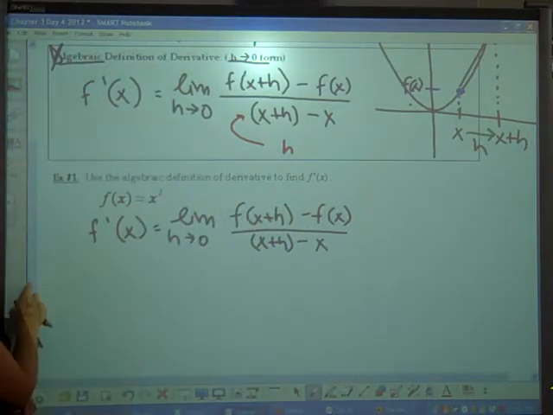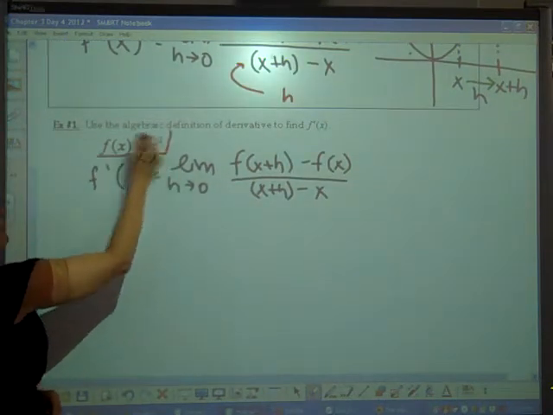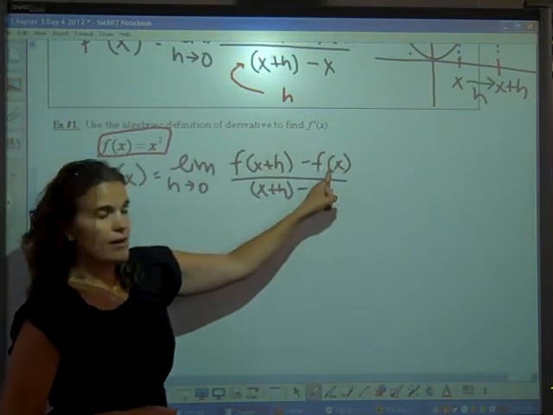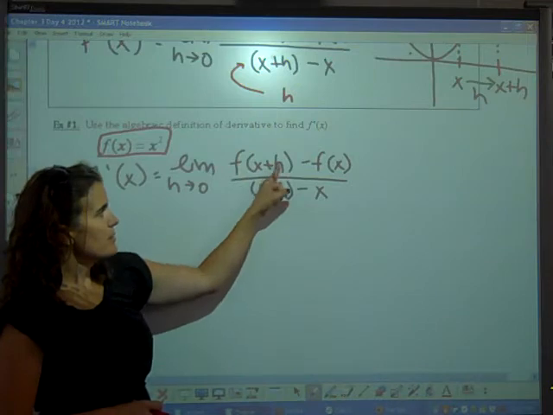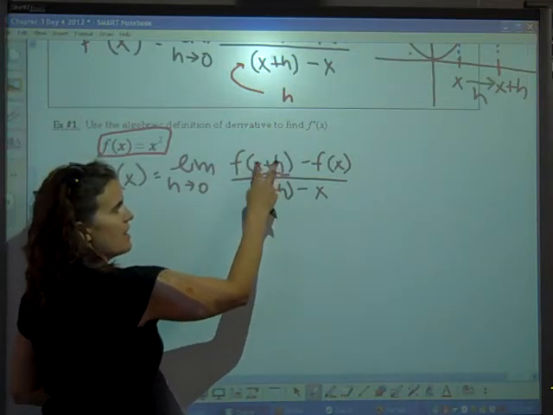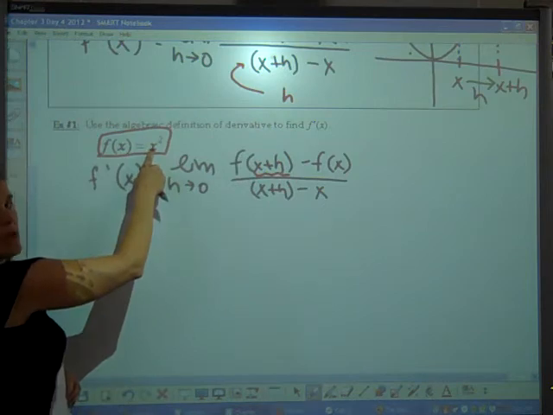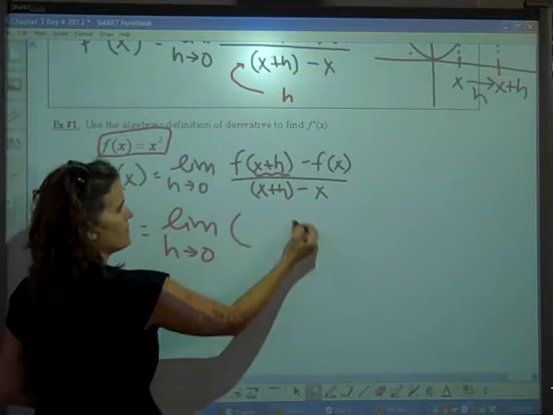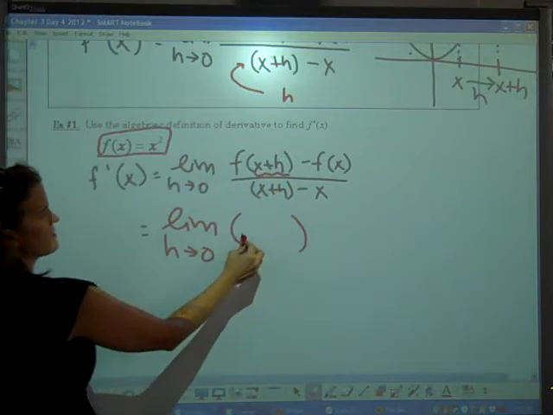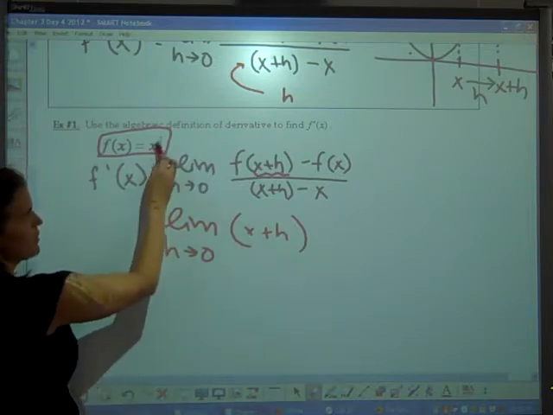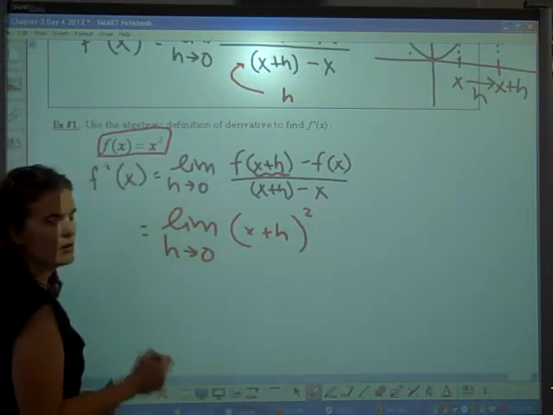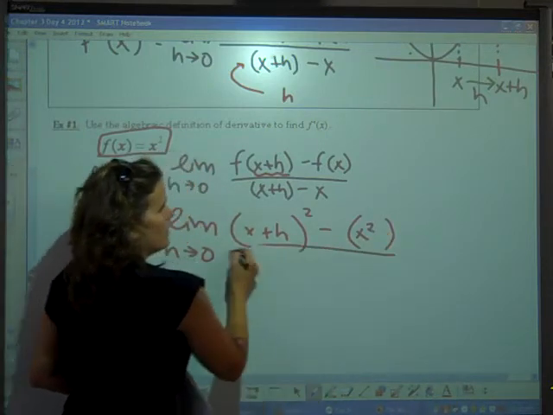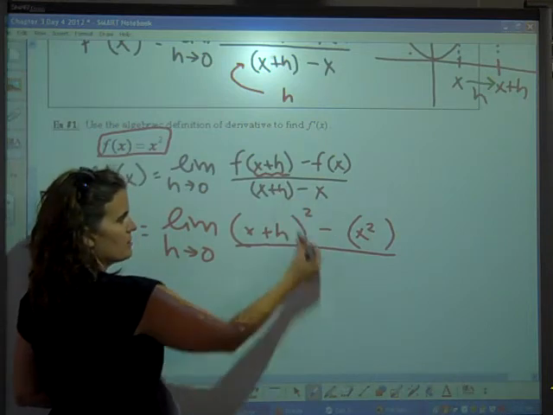Okay. All right, so if this is the definition, and our function happens to be x squared, so f of x is x squared, I know I'm going to be plugging that in right there. And then this guy says f of x plus h, which basically just means I'm plugging in x plus h everywhere I saw x in my original. So this will still be the limit as h approaches 0. f of x plus h will be x plus h plugged in for x, and it was quantity squared. So x plus h quantity squared, minus whatever f of x was, which happened to be x squared, all over x plus h minus x. The x's would cancel, you'd just be left with h.